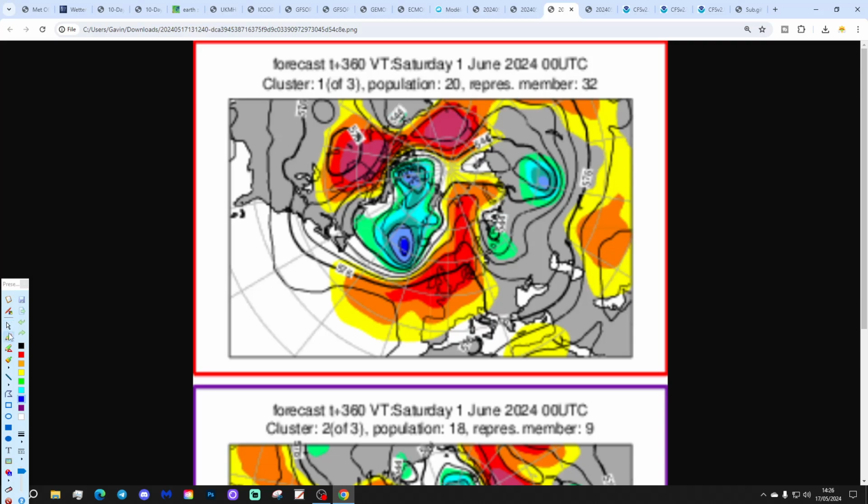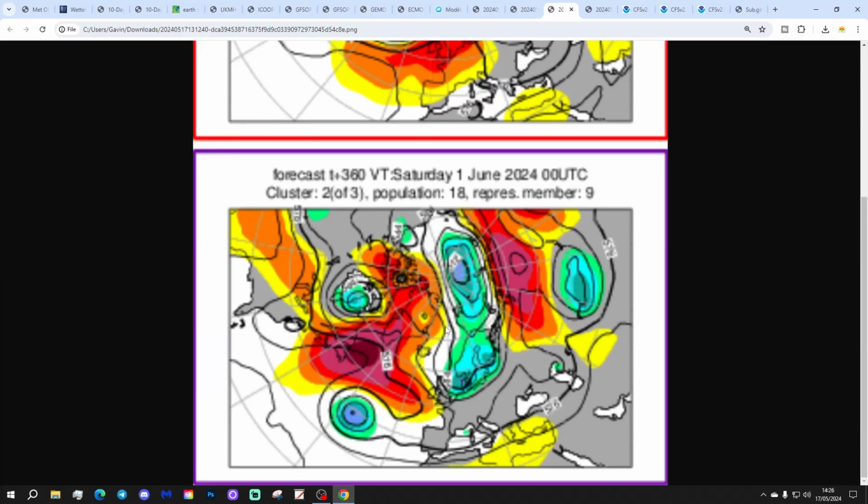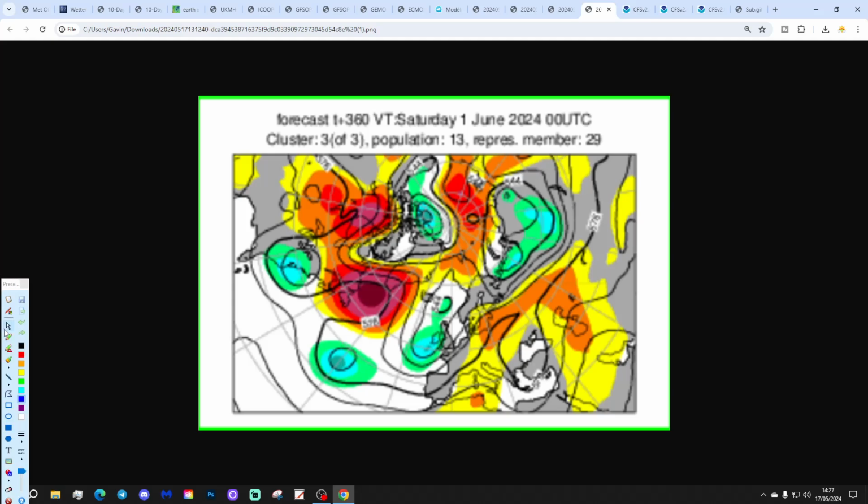In 2 weeks' time, these are the options that we've got. Gets us to the 1st of June. 20 members of the ECM ensemble still with high pressure across the north and west of Europe. Should be mostly dry with that, quite warm. And then they've got 18 with low pressure to the east, high pressure to the west. That's going to be cooler and showery with winds from the north and from the northwest. And then we've got 13 with low pressure in the Atlantic and across the west of Europe. That will be rather cool and showery as well.